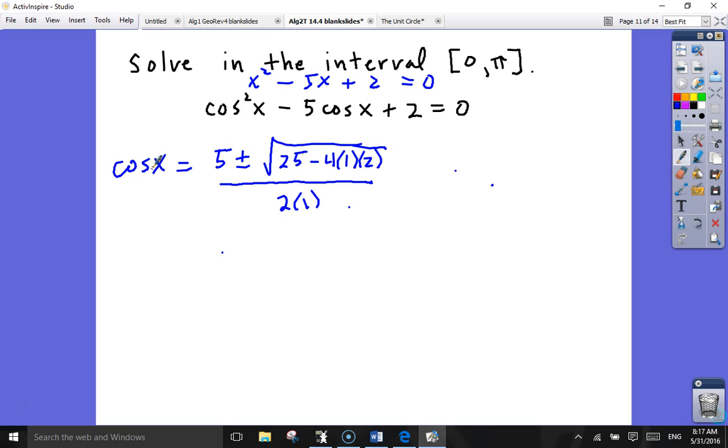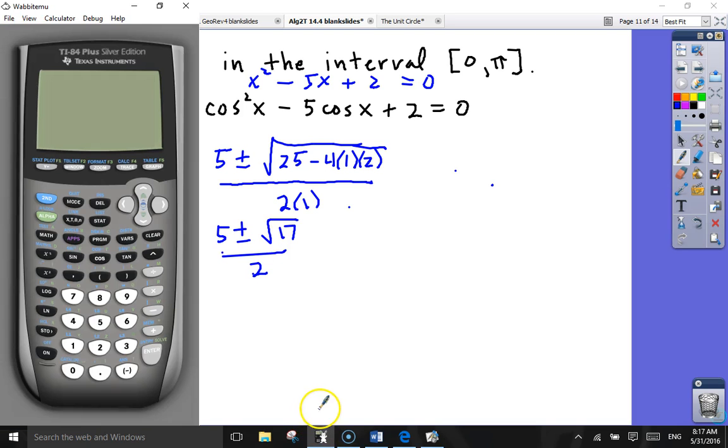So I need to simplify this, right? Cosine x equals 5 plus or minus the square root of 25 minus 8. So that's going to be the square root of 17 over 2. And now we really do need to have the decimal values of these things. So let me do that.